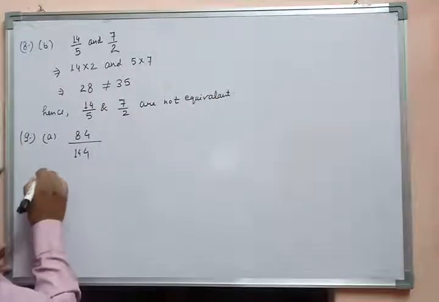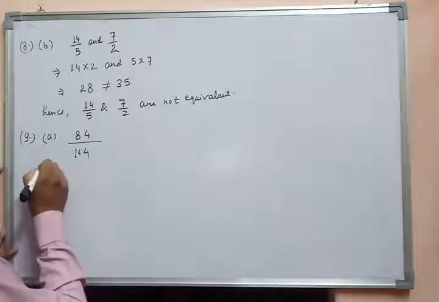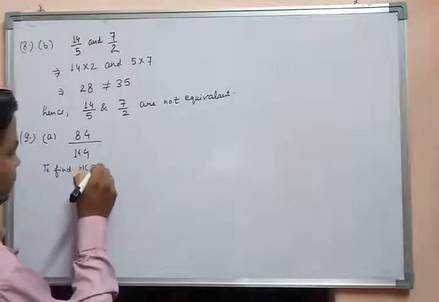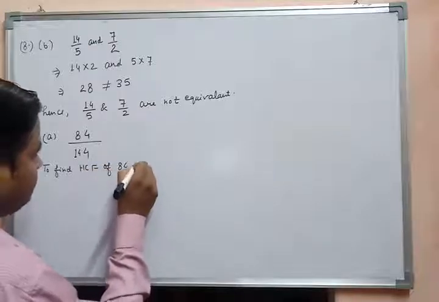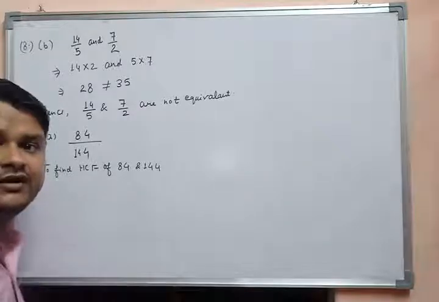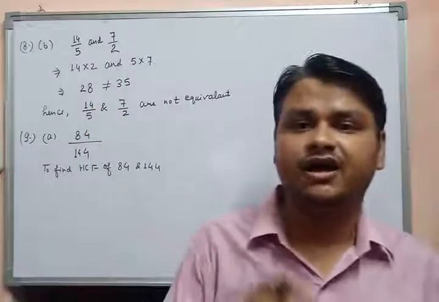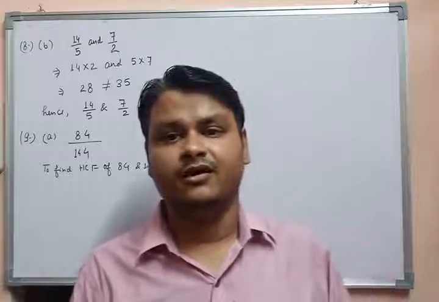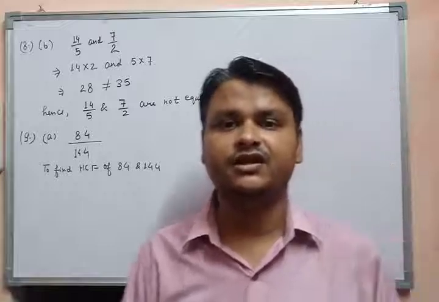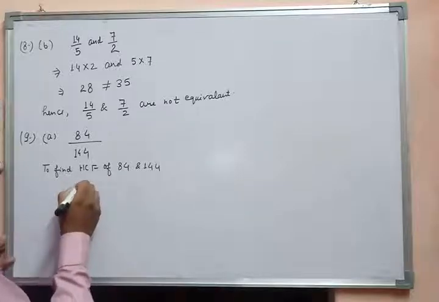Now we are applying the HCF method to find the HCF of 84 and 144. Then the method for finding the HCF is the prime factorization method. You have studied in class 6 how we can find the HCF of any two numbers. There are two methods given in class 6. The first one is the prime factorization method and the second method is the division method. So you have to apply the prime factorization method.